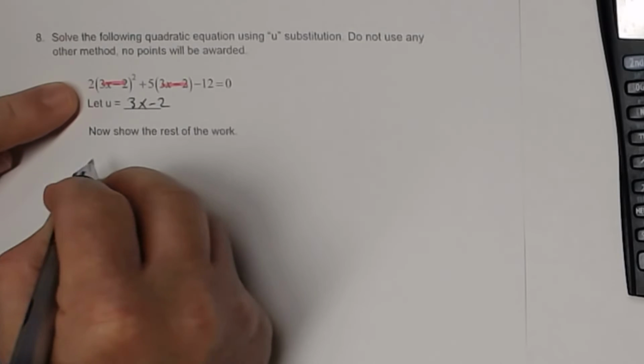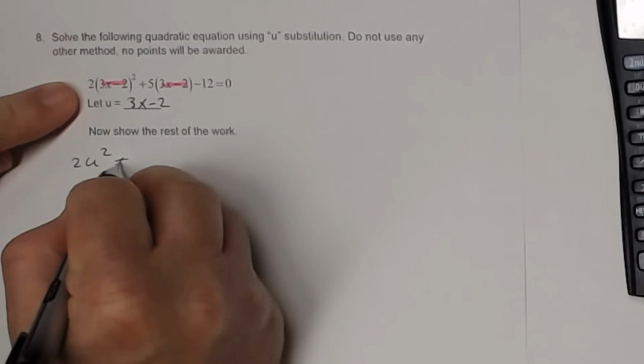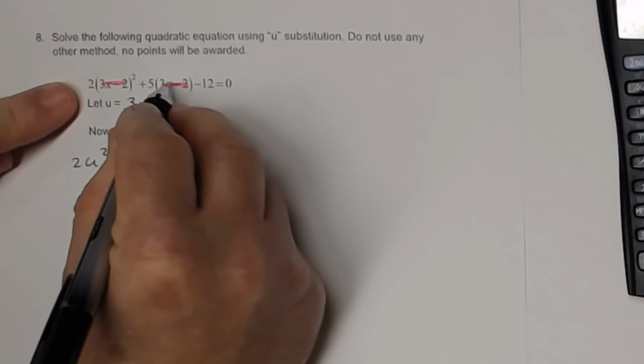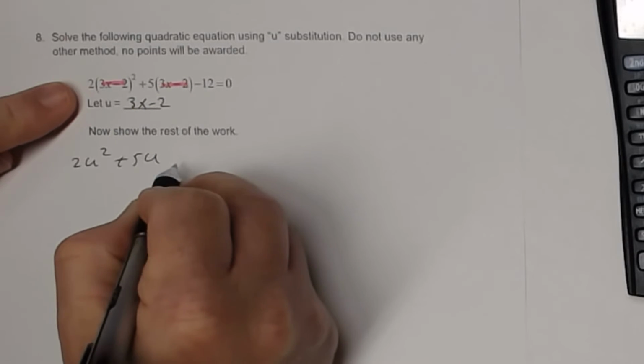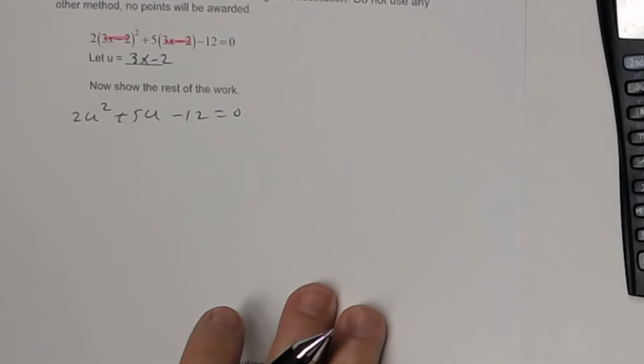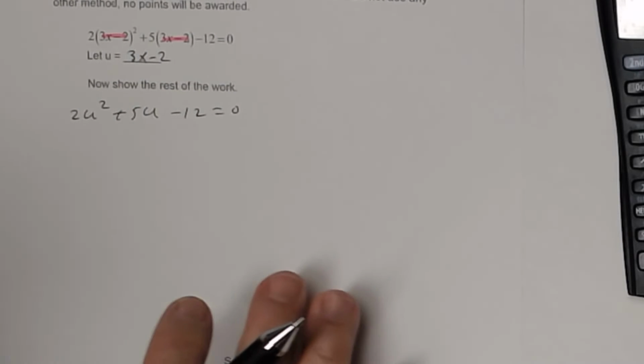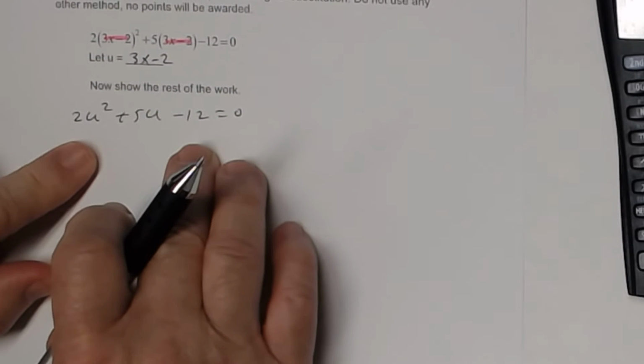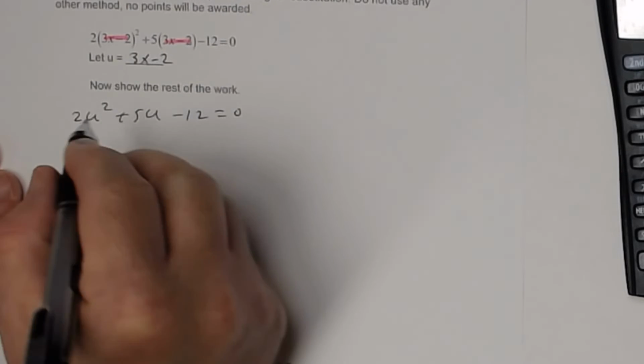So I get 2u squared plus 5u, 5 times 3x minus 2, that's u, minus 12 equals 0. And now for us, what's going to happen is that this is going to be factorable. All right, so that's going to be factorable. So let's go ahead and factor this.